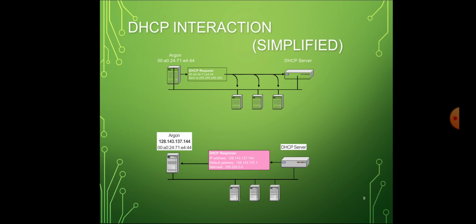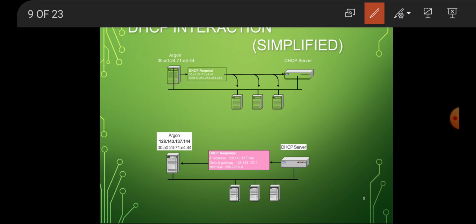Okay, now DHCP interaction simplified. Suppose there is a PC, and this PC wants an IP address, or dynamic host configuration from the server. Then it broadcasts the DHCP request message to all the servers. It will send the DHCP discover message to all servers.